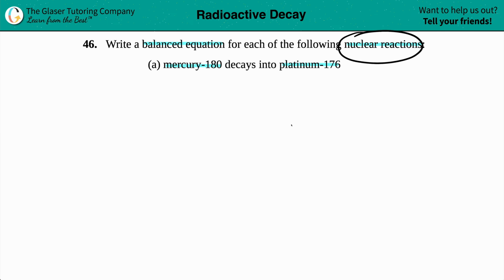If we're dealing with nuclear reactions, we have to deal with nuclide notations. We always have to write the balanced equation with those three different things. I like to color them in different blocks, which look like this. So in this case, let's get started.